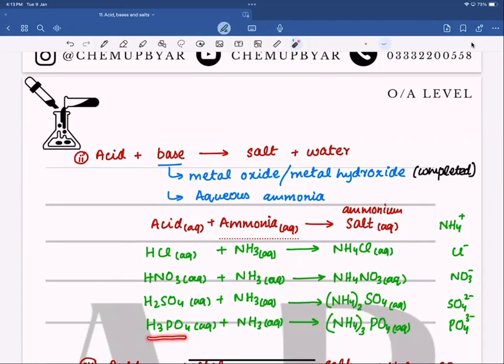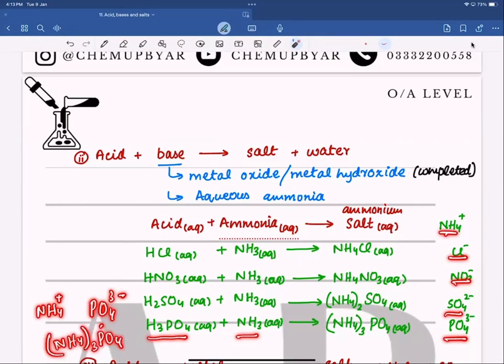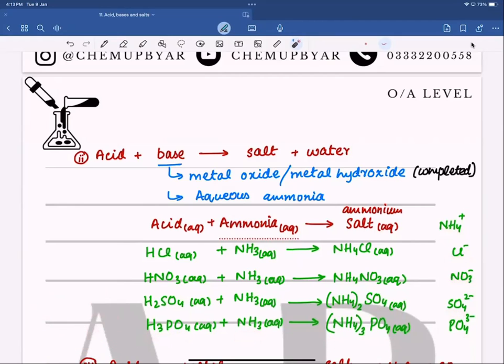In the same way, when phosphoric acid reacts with aqueous ammonia, the ammonium ion and the phosphate ion PO4, which has a 3- charge. That's why I have put all the ions and their charges on the right side. So now the formula will become (NH4)3PO4. You need to remember, when a metal oxide or metal hydroxide reacts with the acid, the products are salt and water. But when aqueous ammonia reacts with any acid, we always get ammonium salts, no other product. Okay, complete these, then we will continue further.